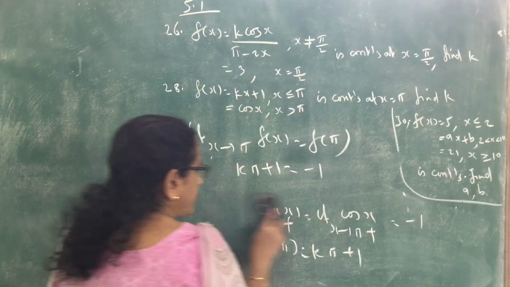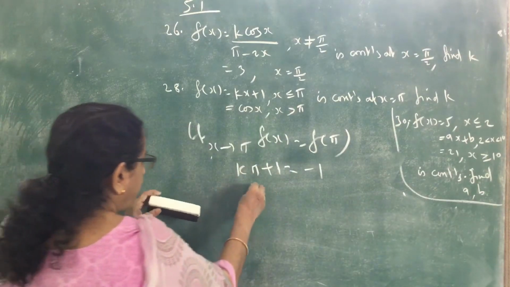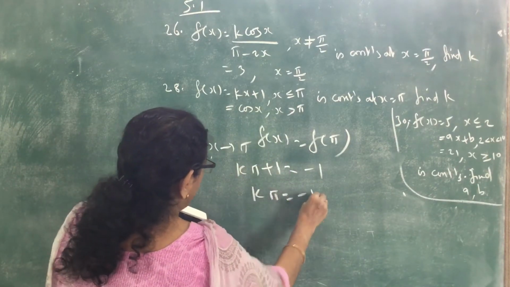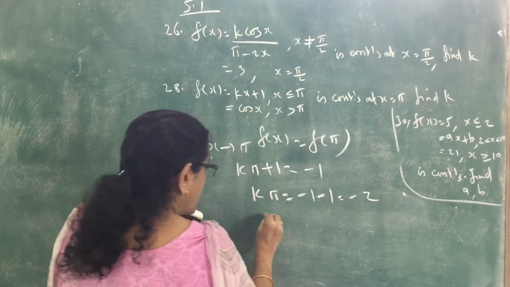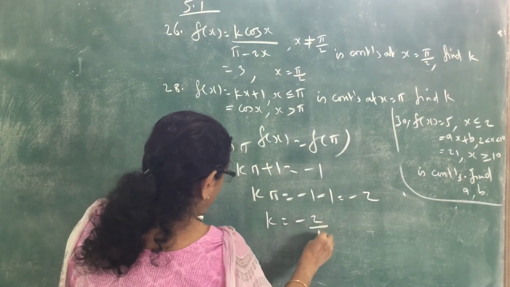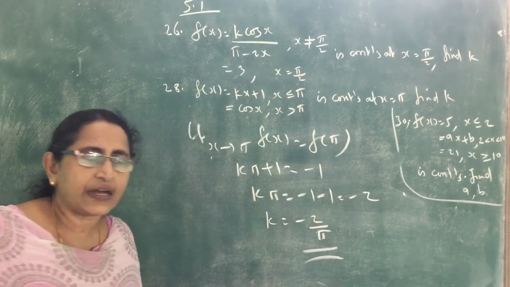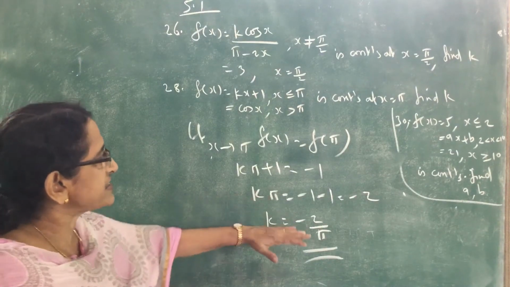Therefore from this we can find the k. So k pi equals minus 2. So k equals minus 2 by pi. So we got k equal to minus 2 by pi. That is the value of k.